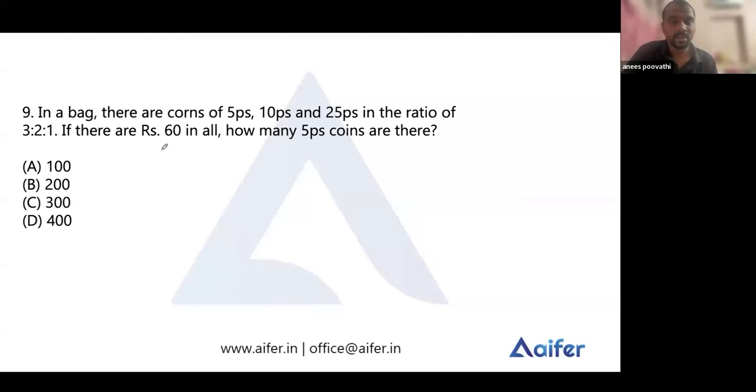In a bag, there are coins of 5 paisa, 10 paisa, and 25 paisa in the ratio of 3 is to 2 is to 1. If there are rupees 60 in all, how many 5 paisa coins are there?